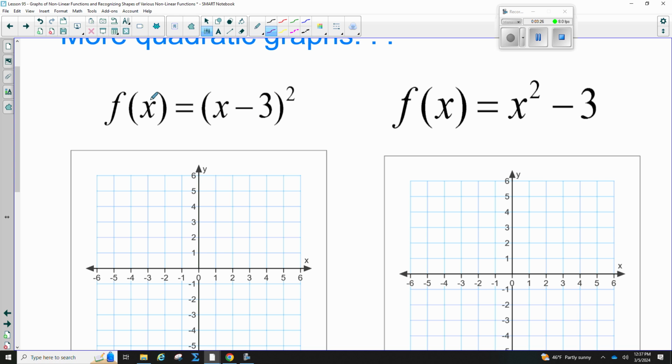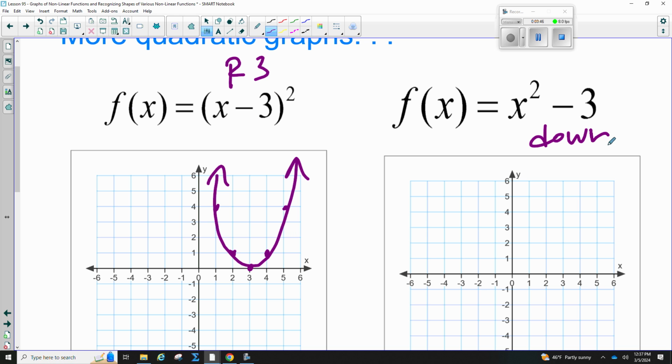You could factor that or FOIL it all out, and you'd get x squared minus 6x plus 9. This whole thing shifts right 3. It's the exact same graph, just shifted right 3. And I could put all those little points, but I shifted them all right 3. And it is a parabola, okay? And then this one right here shifts down 3 because it's outside the parentheses. So it's the same graph, just shifted down 3 instead of at 0, 0. So I'm just moving that vertex right 3, down 3, all parabolas, okay?